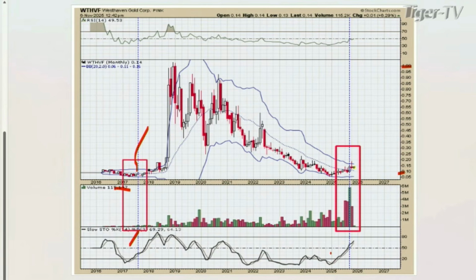Now you've got bigger volume. If you can see, it closes above the mid Bollinger Band right there. So anyhow, this is the one I look at.